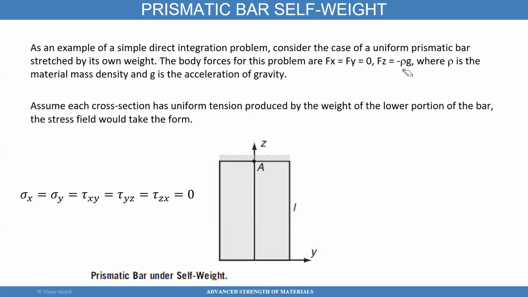You can see here that all other stresses should be 0, and the only one that should matter is the one in the z direction, because that's the one pointed this way. And thus I expect that that's the only stress that really matters because of the self-weight in the z direction.